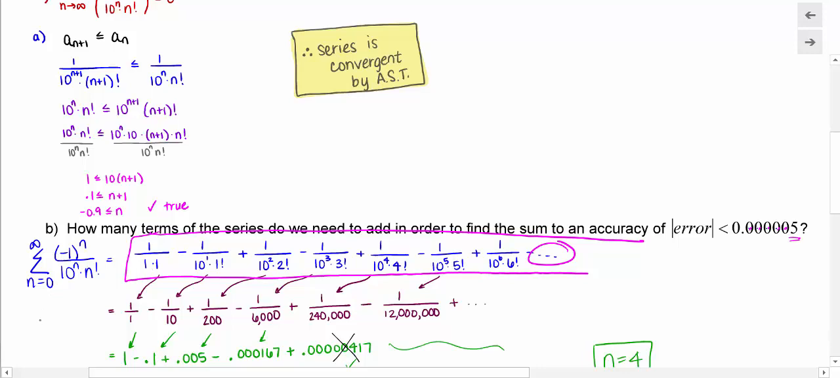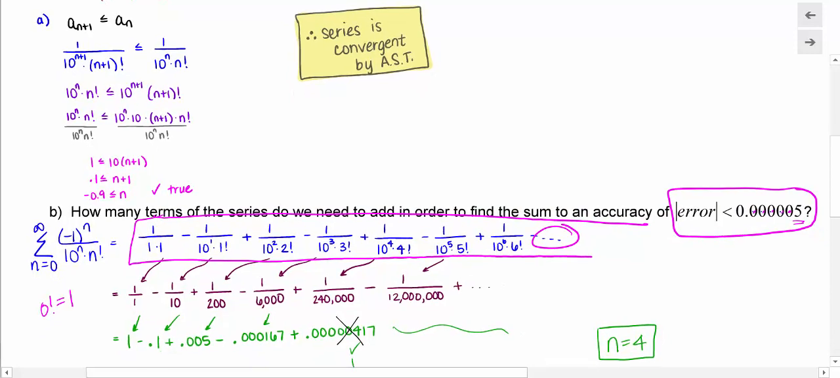Don't forget 0 factorial is defined to be 1. 10 to the 0 is also 1, so my first term turns out to be a 1. And then minus 1/10 plus 1 over 200, and then look how fast this denominator is growing. Now I have 6,000, 240,000, 12 million, etc. So it's probably going to grow pretty fast in the denominator, so my decimals are probably going to be very small, very fast. So again, keep this decimal in mind. I want 5 zeros and then a 5.